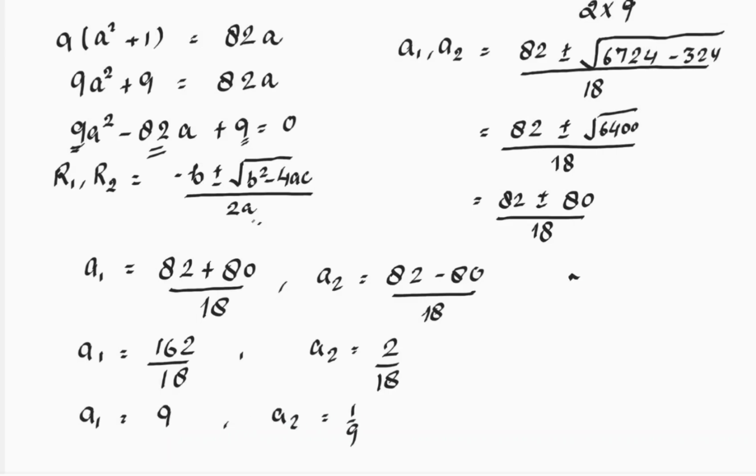If you remember, initially we have taken 3 raised to the power x as a. Let's put both these values as 3 raised to the power x and 3 raised to the power x. If you solve for both of these equations, you get x as 2 and minus 2.